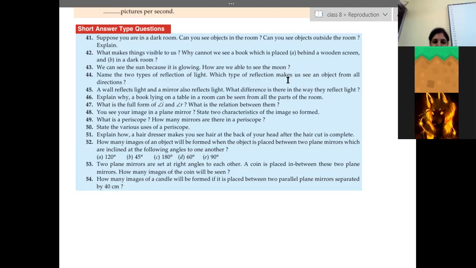A wall reflects light and a mirror also reflects light. What difference is there in the way they reflect light? Ma'am, wall reflects light with diffuse reflection and mirror reflects with regular reflection. Yes. So the image formed by a mirror is brighter as compared to the wall. Wall won't form any image. Mirror forms an image only because of its smooth, polished texture.